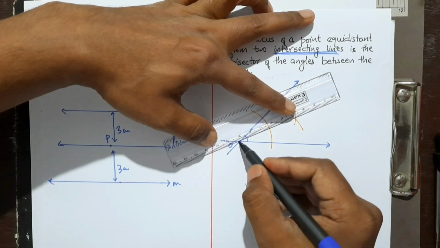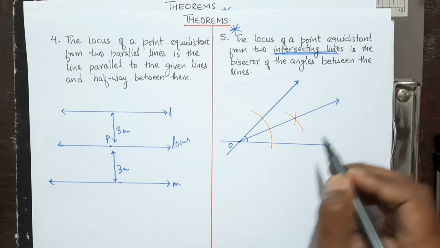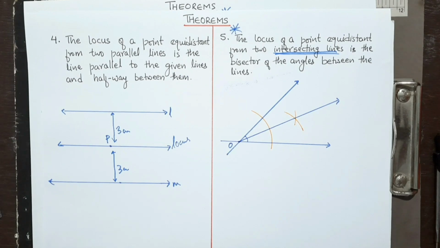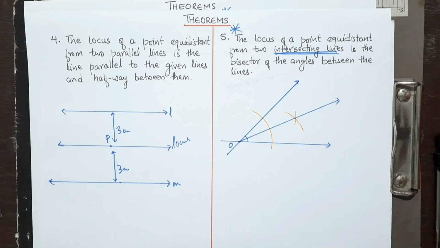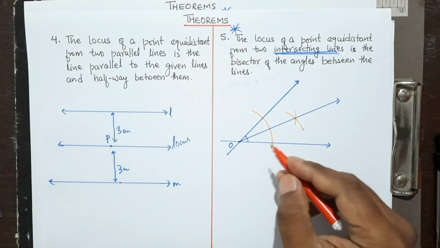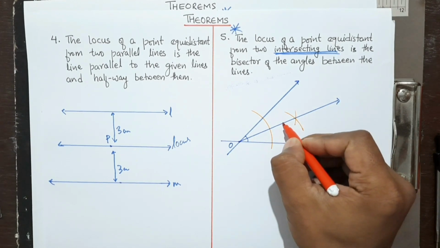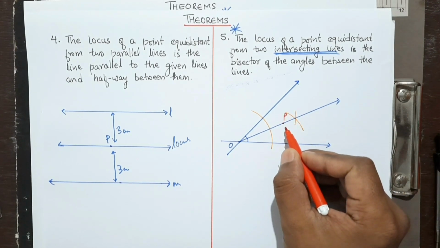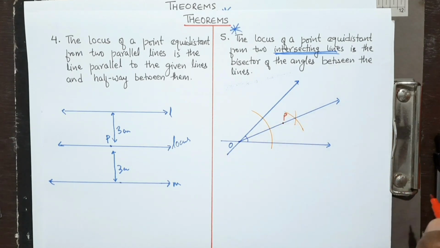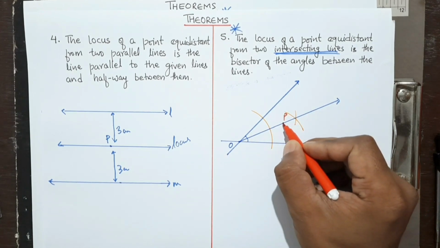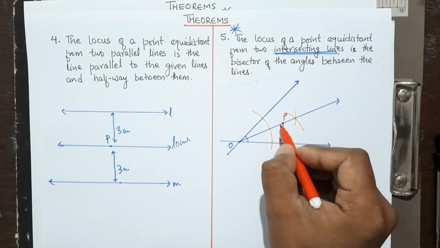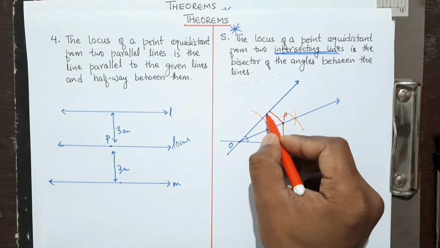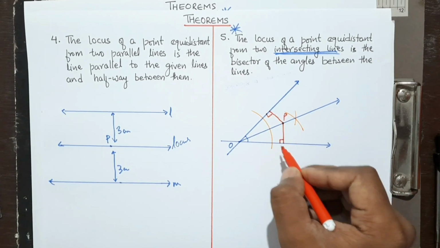This is our angle bisector, that is the locus of points which lie at equal distance from the intersecting lines. Now if you have to prove this, suppose we take a point P on this line. This point is always equidistant from both the intersecting lines. So let us prove this. Let us draw these distances. Distance is always perpendicular, so draw these perpendiculars. Suppose this is A, this is B.